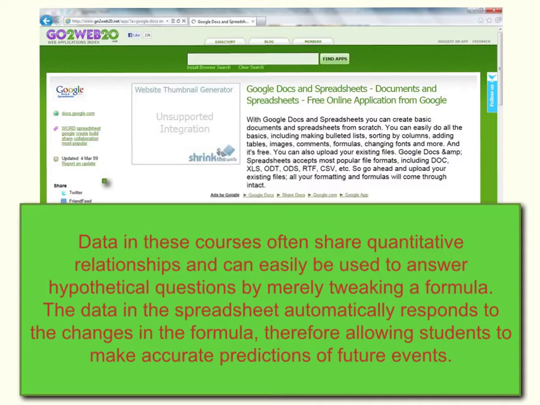Not only are spreadsheets useful in educational settings, but they are also used heavily in business, accounting, and banking. Students who have experience with spreadsheets early on will undoubtedly have an advantage in today's highly competitive world. Web 2.0 tools help facilitate the creation of spreadsheets for your students.